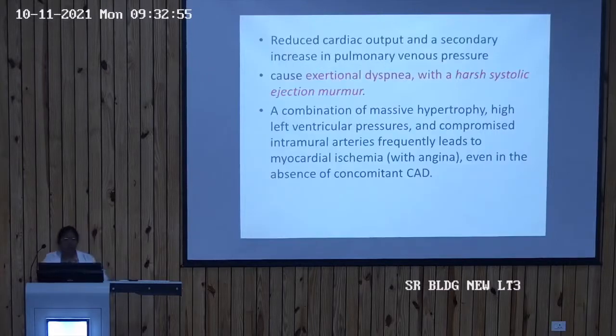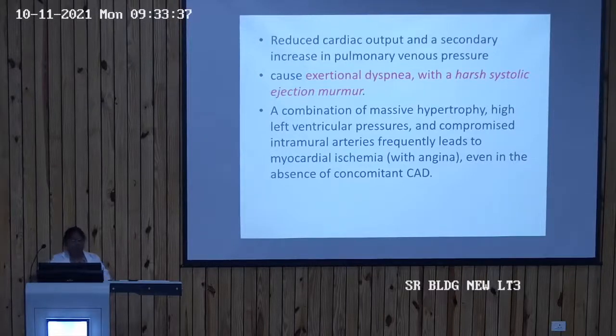Okay, understood? So there is reduced cardiac output, and this causes a secondary increase in the pulmonary venous pressure. When pulmonary venous pressure increases, it will cause exertional dyspnea and a harsh systolic ejection murmur. So cases of dilated cardiomyopathy come with features of congestive heart failure, and cases of hypertrophic cardiomyopathy come with the pulmonary symptoms, exertional dyspnea and a harsh systolic ejection murmur.